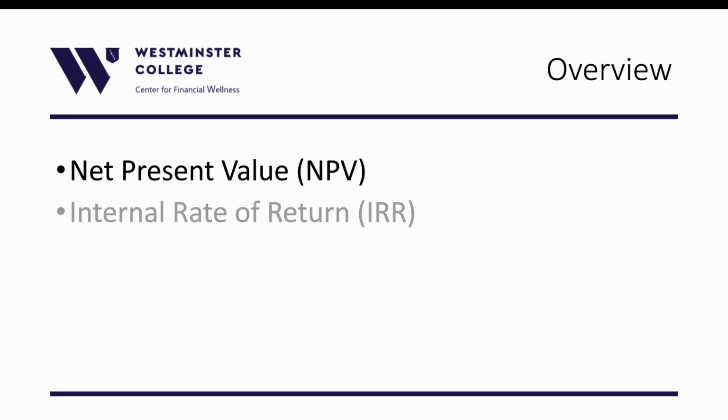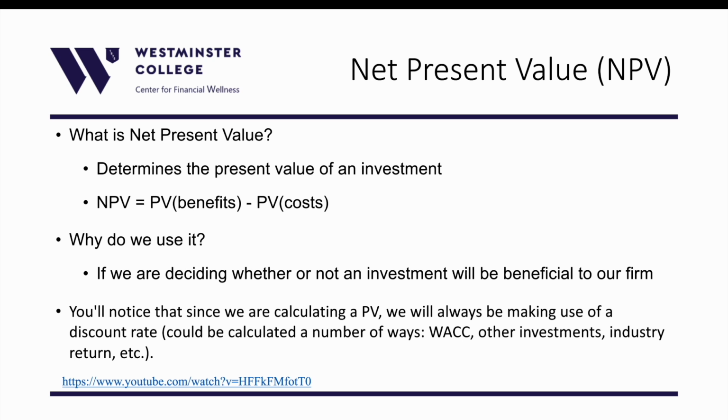We're going to start with net present value. So first, what is net present value? I already talked about it a little bit, but it determines the present value of an investment, and by doing this we can decide whether or not an investment is going to be beneficial to our firm. In basic terms, NPV is the present value of our benefits of an investment minus the present value of the costs of the same investment.